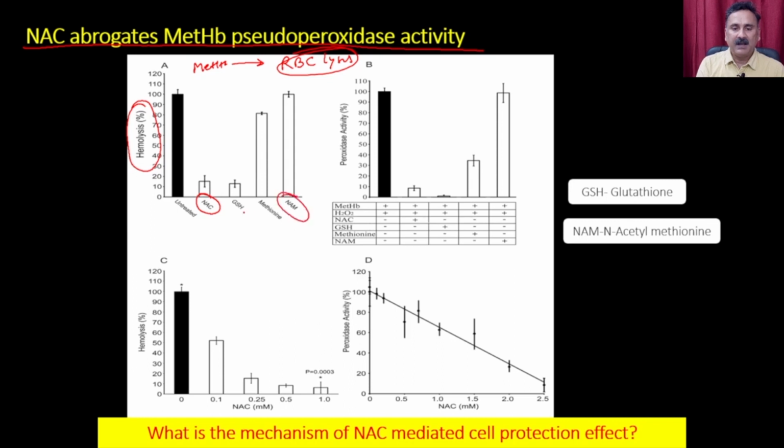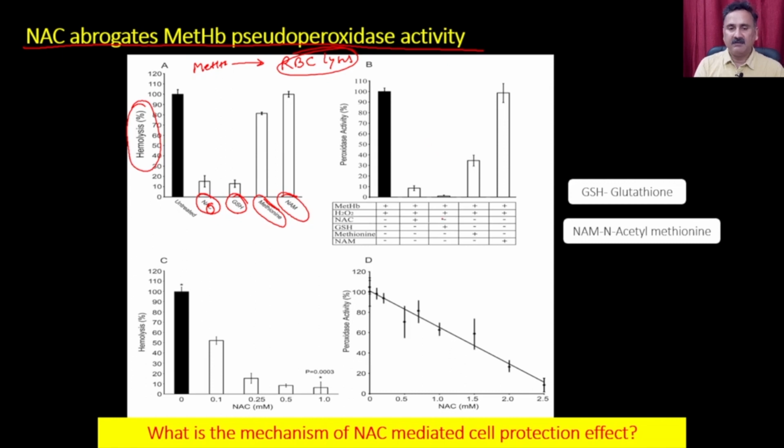NAM and NAC have only one difference: instead of cysteine you have the methionine. You will see that when I remove the cysteine, it is not protecting the cell from the hemolysis. So there is hemolysis. Even methionine is not able to block it, but GSH is able to block because GSH is doing the same function as the NAC.